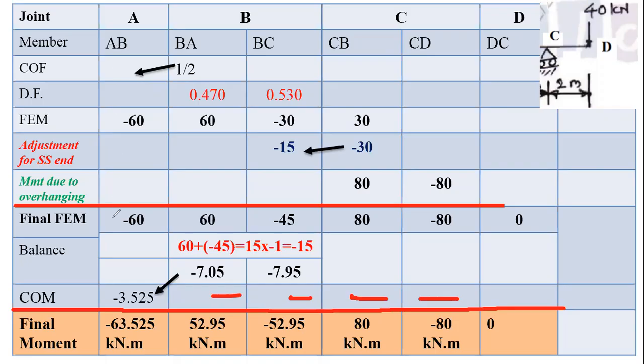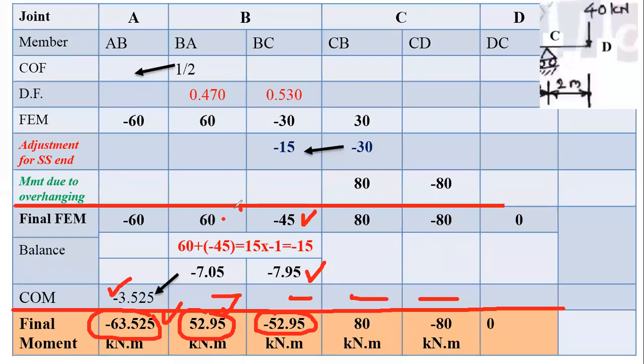So the final fixed end movement for AB is minus 60. Minus 60 plus minus 3.525, so the final movement of AB will be minus 63.525. Then for BA, 60 minus 7.05, so summation will be plus 52.95. Then for BC, minus 45 minus 7.95, summation will be minus 52.95.